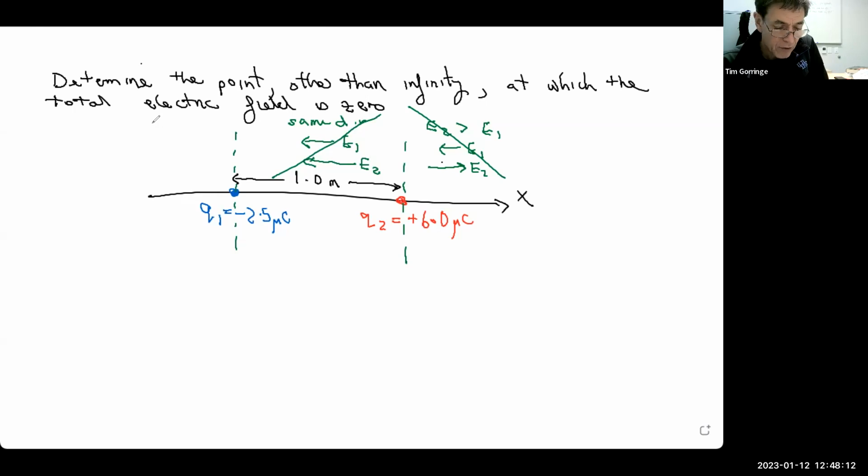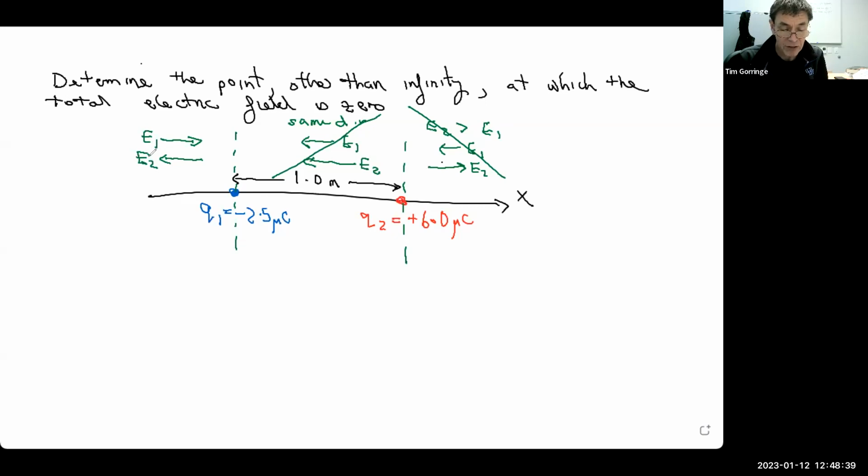What about in the third region, over here on the far left? In this region, if we think about the directions of the electrical fields again, the electrical field due to charge number 1 is towards the right because it's towards the negative charge. The electrical field of charge number 2 is away from charge number 2, so it's towards the left. So they can cancel for that reason.